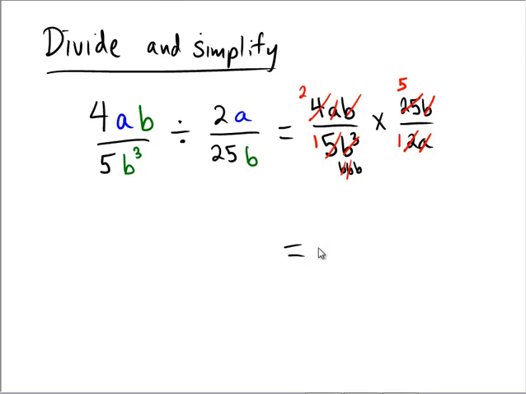So the final answer here, in the numerator, all that's left is the 2 and the 5, and 2 times 5 is 10. And in the denominator, almost everything canceled out except for that one lonely copy of b. So we end up getting a final answer of 10 over b.